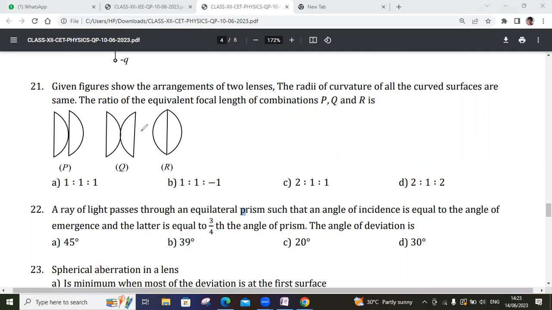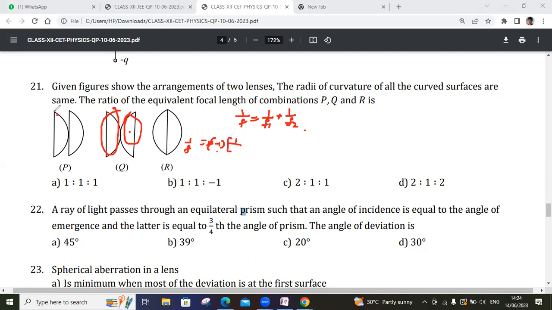So in all the three, they are the same lenses, only plano convex lenses. So effective focal length is 1 by f is equal to 1 by f1 plus 1 by f2. If you see f1 or f2, both are identical only. This part or this part, both are identical only. So 1 by f is equal to (mu 2 minus 1) into (1 by r1 minus 1 by r2).